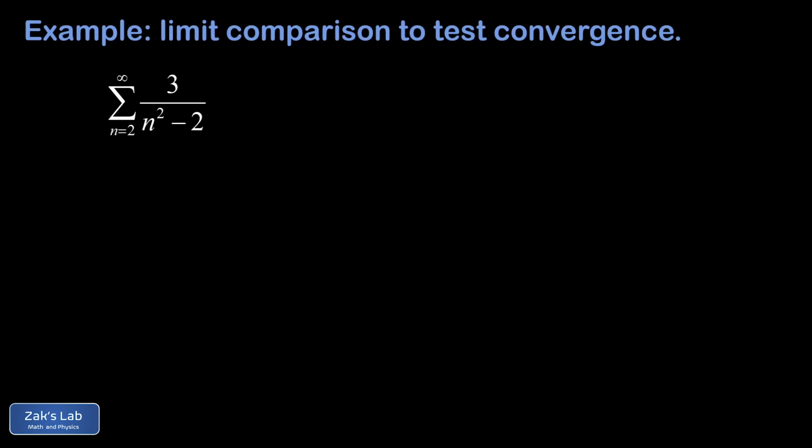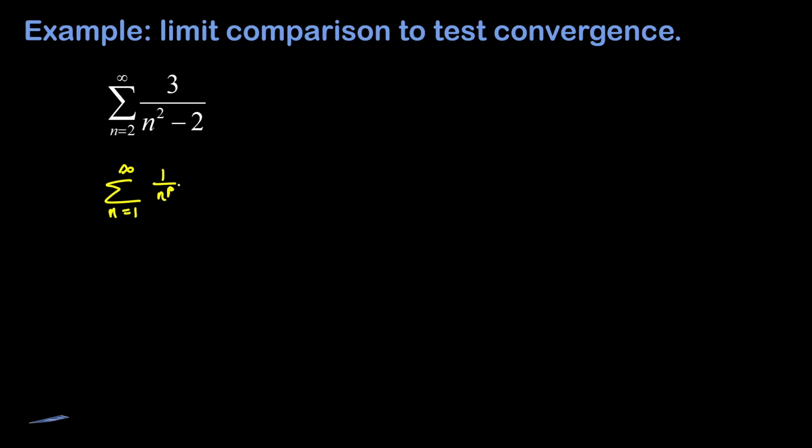In this video, we're testing the convergence of the series 3 over n squared minus 2. And we're going to use our previous knowledge of p series to get this done. So remember, for a p series, and the starting point doesn't really matter here, it's the tail of the series that determines whether or not it's going to converge.